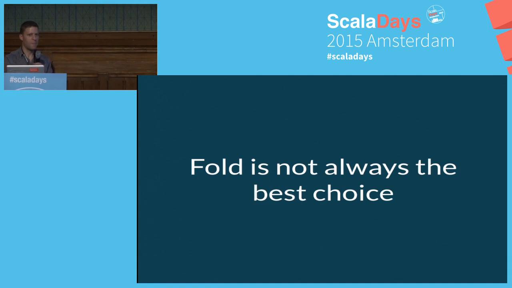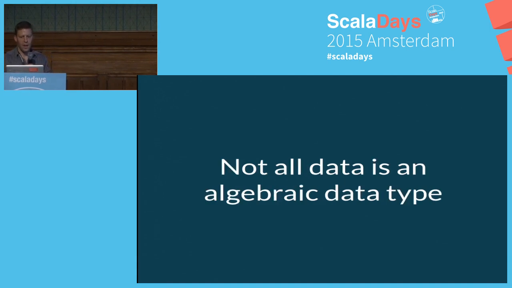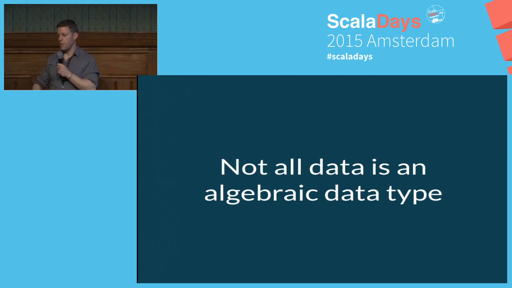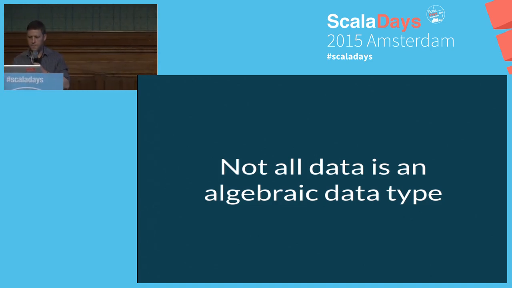And why may that be? Two reasons, really. Firstly, not all data is an algebraic data type. Although it's a very broad class of data, there are things that don't fit in this box. So, for example, Future is not an algebraic data type. Infinite lists are not algebraic data types. So there are a few things that don't really fit in here, so we can't use fold.